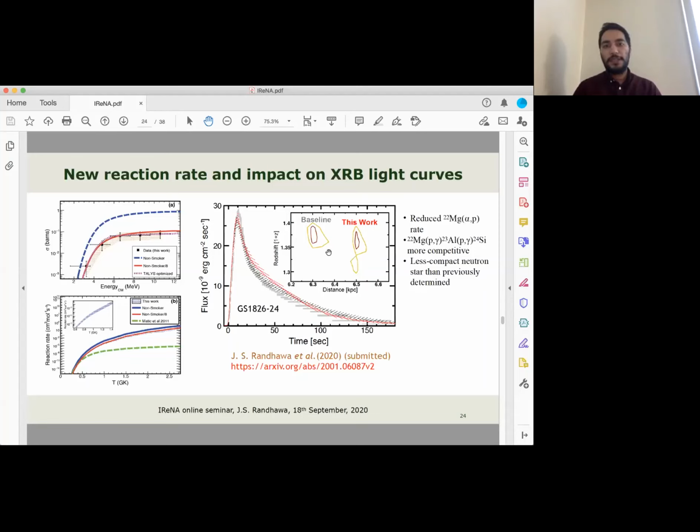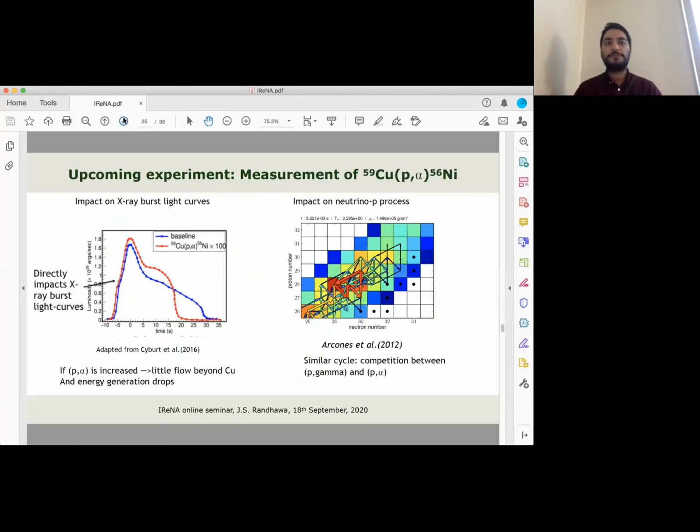And from this redshift versus distance, if we try to fit to the observations, what we inferred is that there are less compact neutron stars, because if you see here, this is shifted in time, which means that the redshift has changed. That leads to the less compact neutron star. Okay. Now the upcoming measurement that we will have.